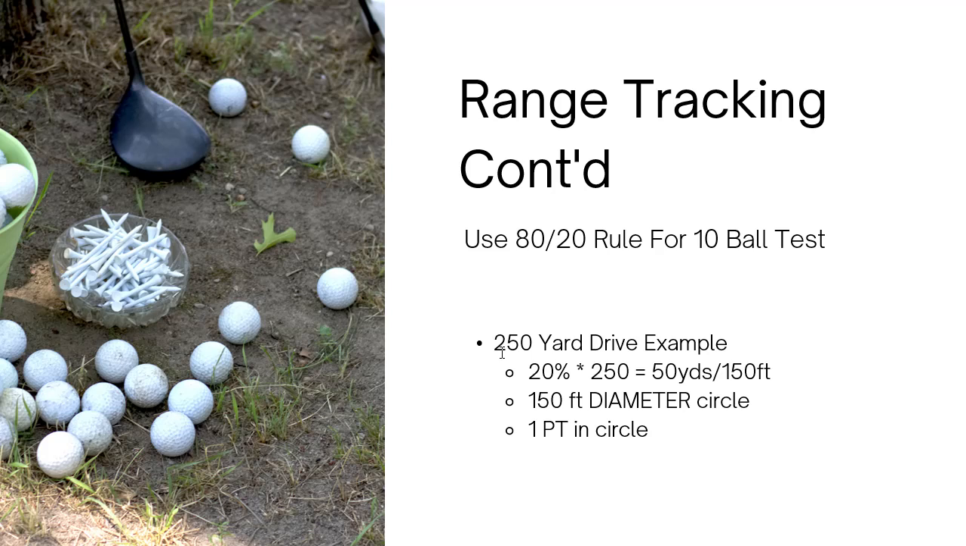At 100 yards, if you're hitting a wedge, 20% in this case is 20 yards or 60 feet. So you've got 30 feet either side of your target, short, long, left, and right. That's how you're going to keep track.